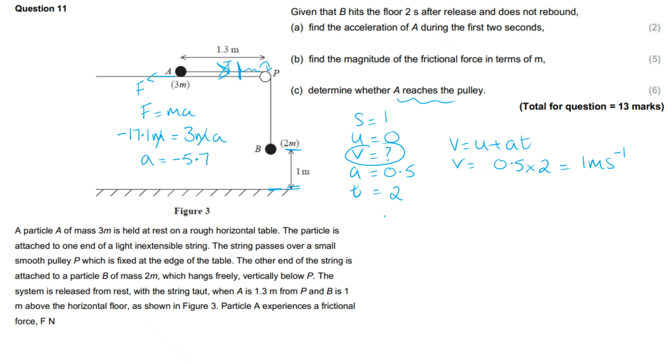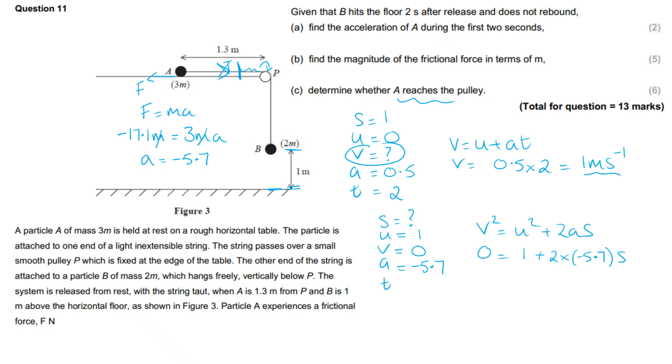So when the string goes slack, we can do our new SUVATs. We want to know what distance it will reach before it comes to rest. It's going to have initial velocity 1, which was the final velocity here. We want the final velocity to be 0 because we want it to come to rest, and the acceleration is going to be minus 5.7. So the SUVAT equation we need to use is v squared is u squared plus 2as. So 0 is equal to 1 plus 2 times minus 5.7 s.